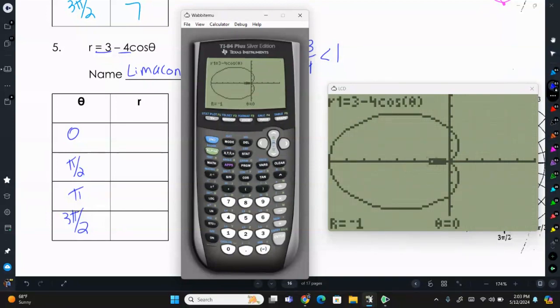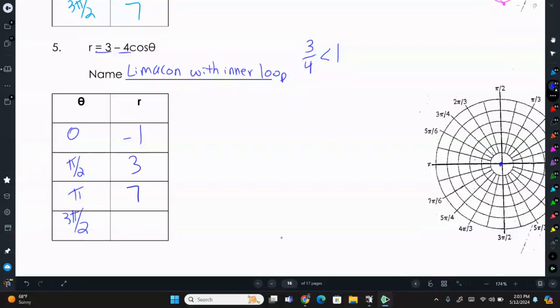So trace, when theta is 0, we have -1. Pi over 2 gives us an r value of 3. Pi gives us an r value of 7. And, whoops, 3 pi over 2 gives us an r value of 3 as well. So -1, 3, 7, 3.